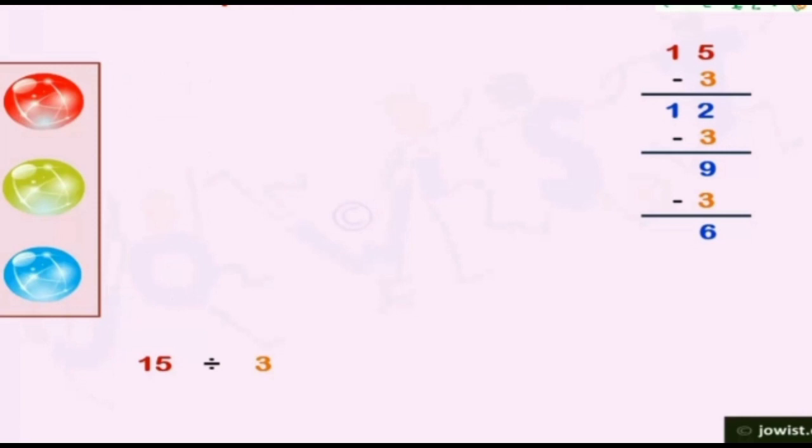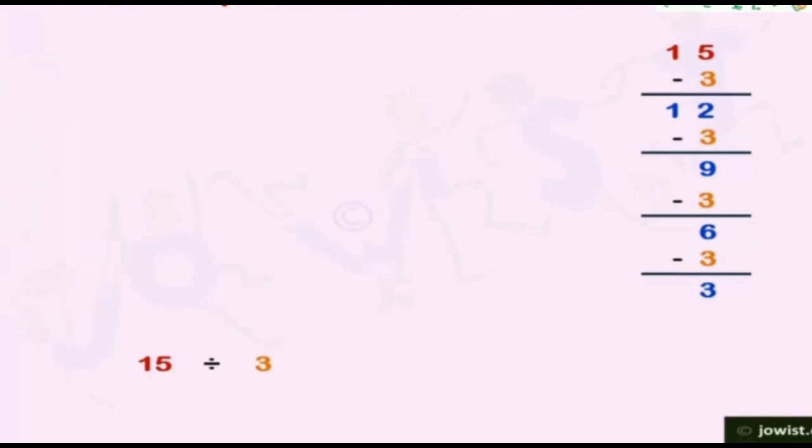We will subtract 3 from 6. Then we get a result of 3 marbles. So 3 marbles are left. Now let's take the fifth group away. We again took 3 marbles away. Let's subtract 3 from the number 3. Subtracting 3 from 3, we get the answer.